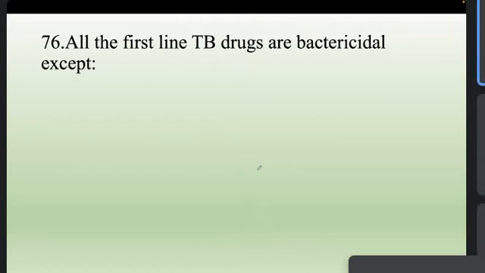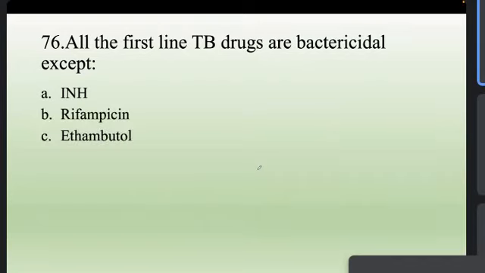All the first line TB drugs are bactericidal except: A. INH, isoniazid, B. rifampicin, C. ethambutol, and D. pyrazinamide. So which do you think is not bactericidal? Ethambutol. Ethambutol, okay. Anything else? Isoniazid. Isoniazid. Okay.